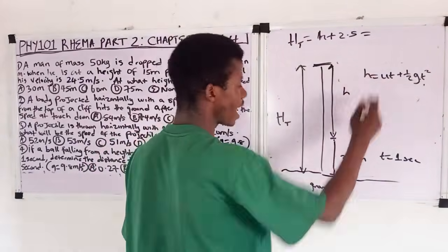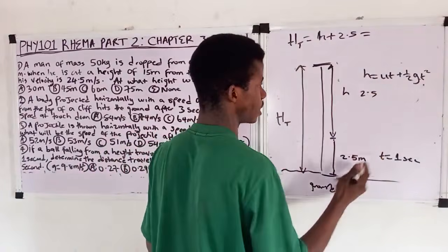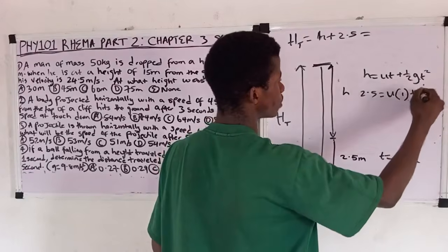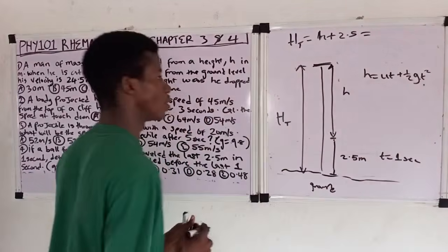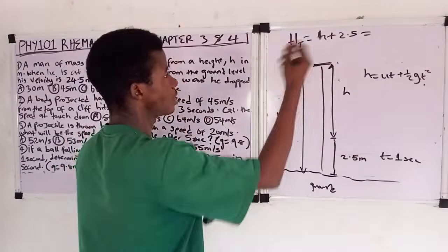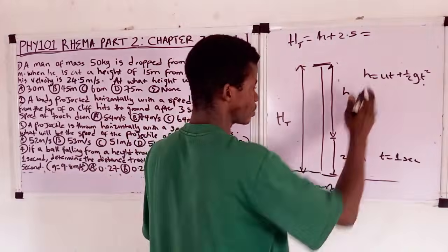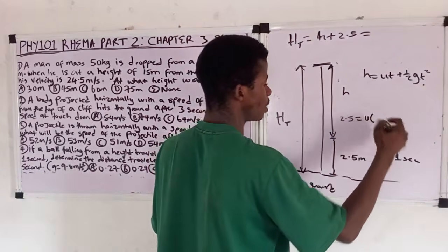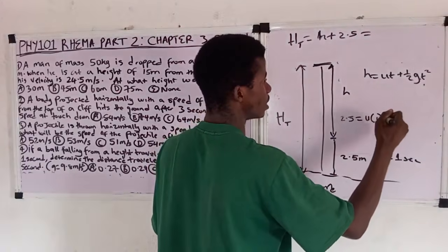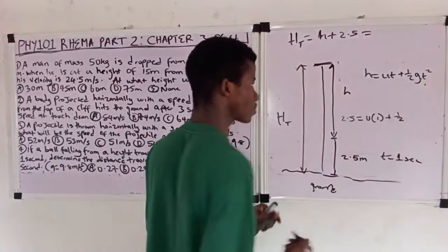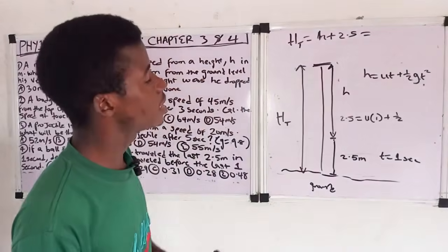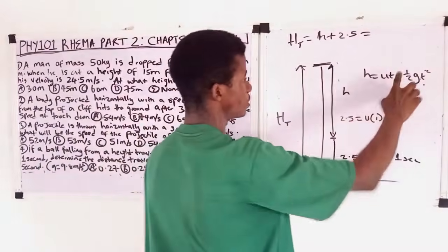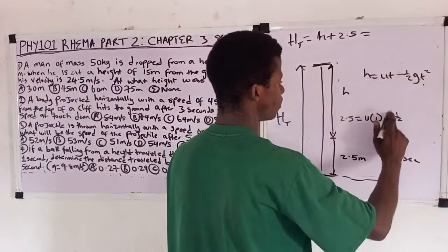It's very easy. The height is 2.5, equals u, which we are looking for, times time, which is 1, plus half. Okay, there's no space, let me just continue. So 2.5 equals u, we don't know u, times time 1, plus half. Remember, since the body is falling down, going down is negative. So here is negative, since the body is falling downward.